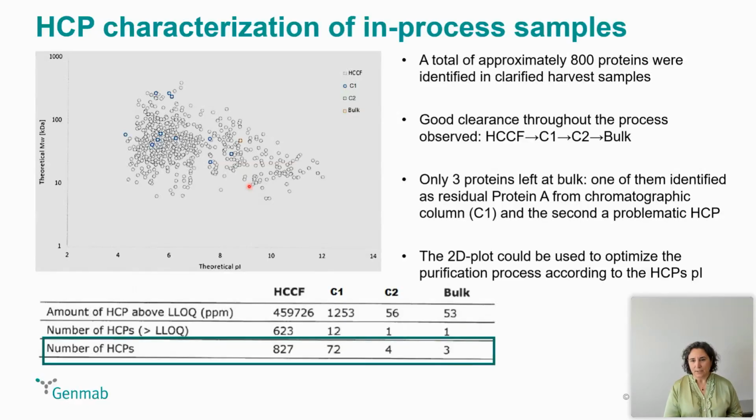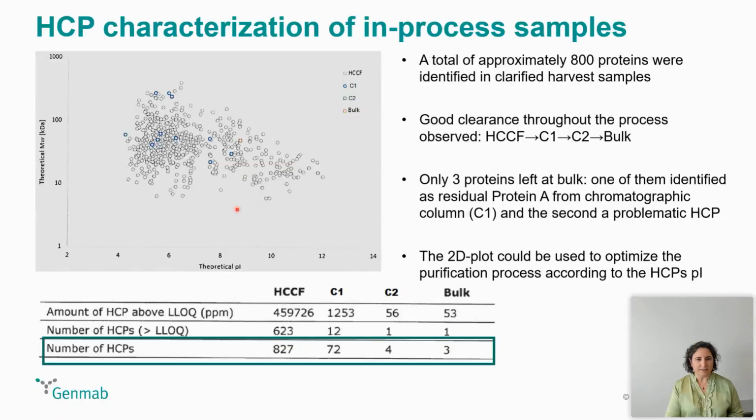area. So there were only 3 proteins left in the bulk. One of them was identified actually as a residual protein A from the chromatographic column 1, and the third was a problematic HCP. So we tried to investigate a little bit further on that, but we also could see that we have a nice reduction through the process.